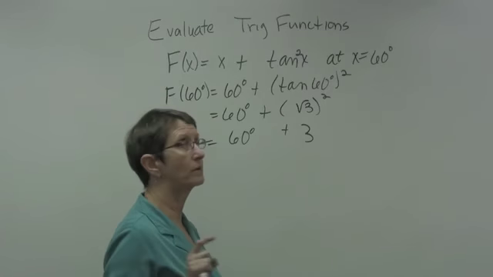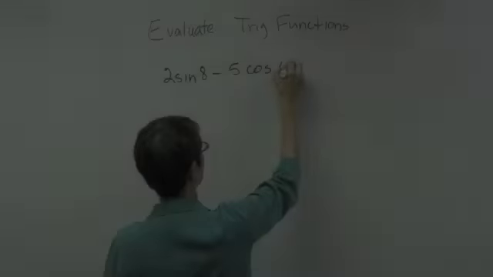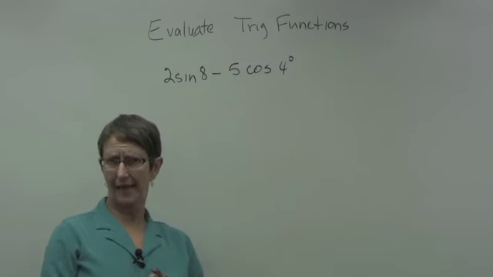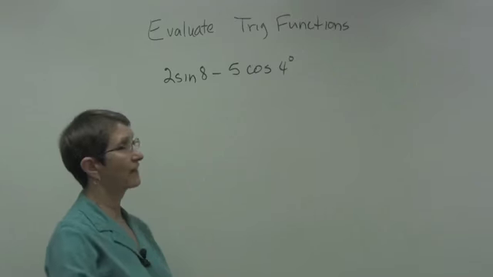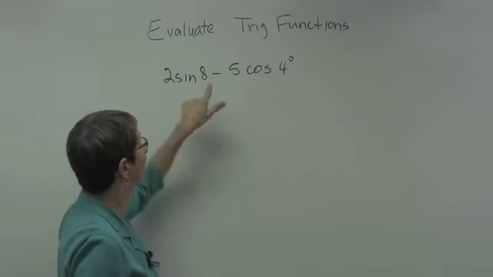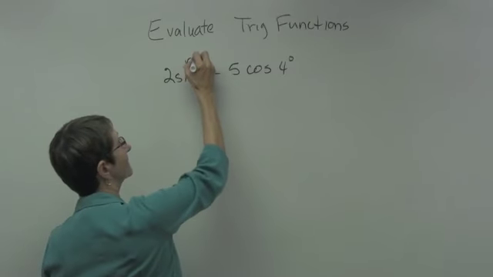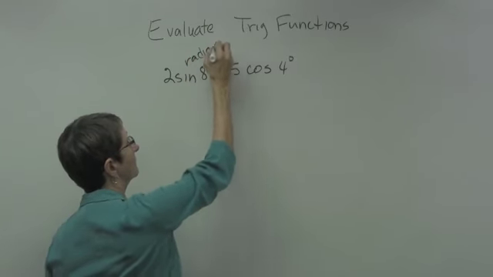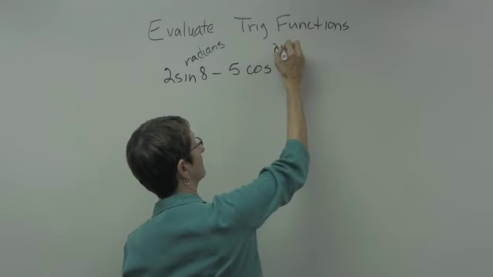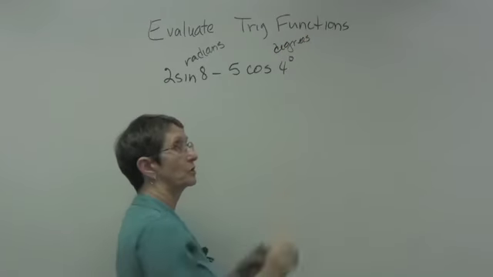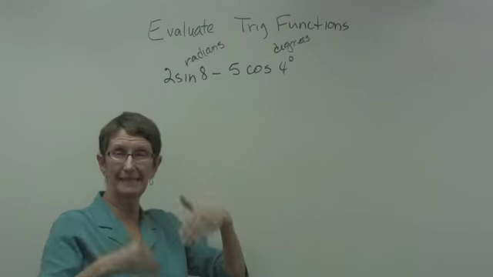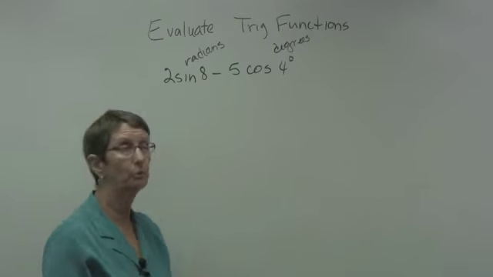Okay, let's look at one more. Okay, so here I have 2 sine of 8 minus 5 times the cosine of 4 degrees. Have to be really careful because 8 is in radians. There's not a degree sign. If there's not a degree sign, it's not a degree. This says degrees. So when you do these, be sure that you are writing down carefully pieces, intermediate steps as you go.